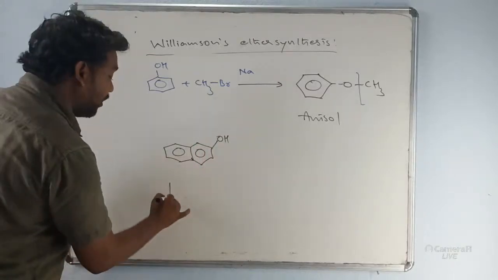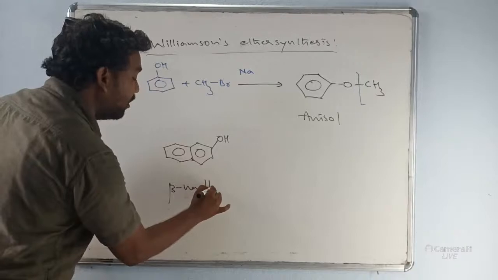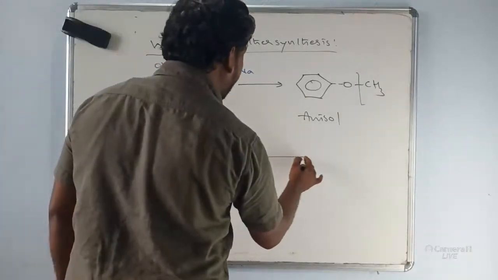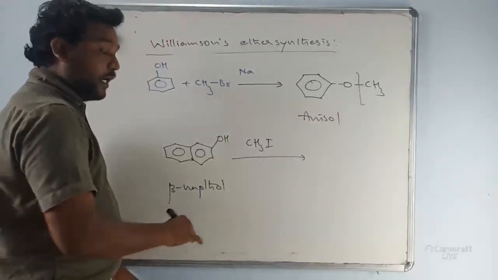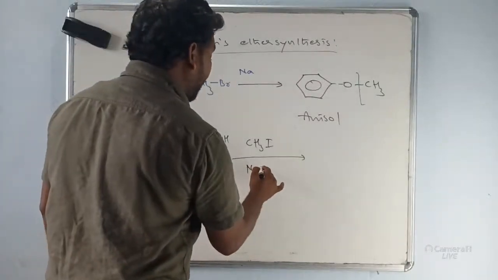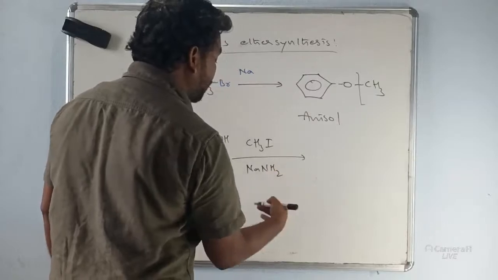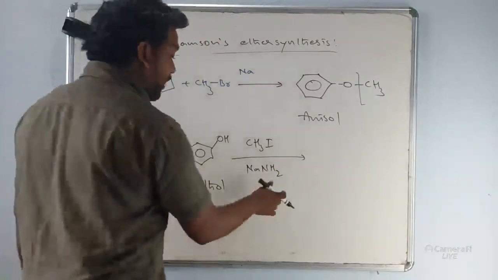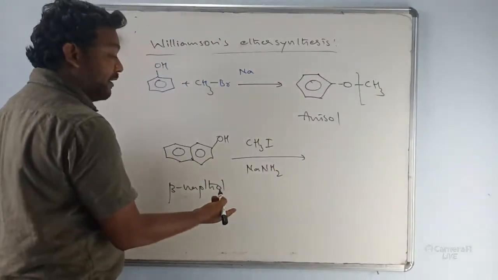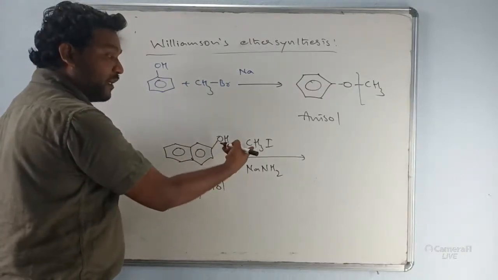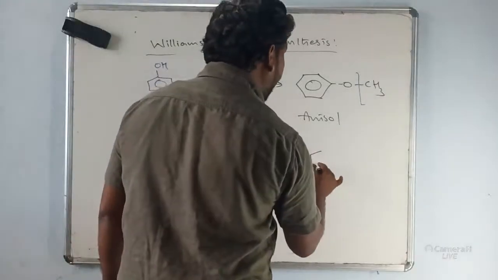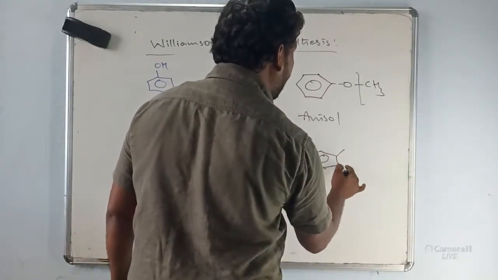Okay, beta naphthol reacted with iodomethane in sodamide or sodium hydride, anything you may take. So what happens here? It can form the sodium beta naphthoxide and react with this one, and it gives the aromatic ether. Okay, you are getting this product, right?